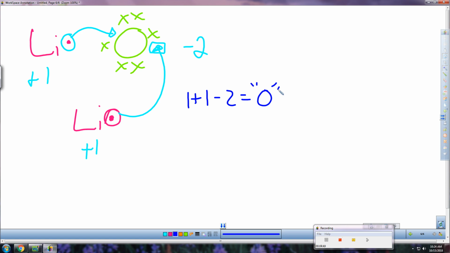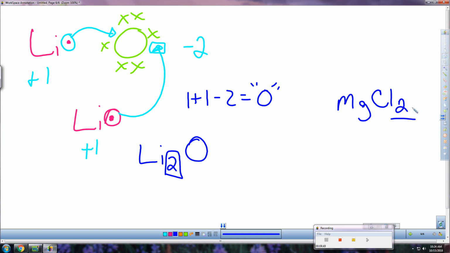We now have 2 lithium atoms and 1 oxygen atom. And if you notice how I wrote that, I put a little 2 subscript at the bottom. That shows you that you need to have 2 lithium atoms to balance out 1 oxygen atom. So when you see something like MgCl2, that 2 tells you you need 2 of these negative 1 charges to balance out the 1 positive 2 charge. We call those subscripts. That tells you exactly the number that you need in the chemical formula.